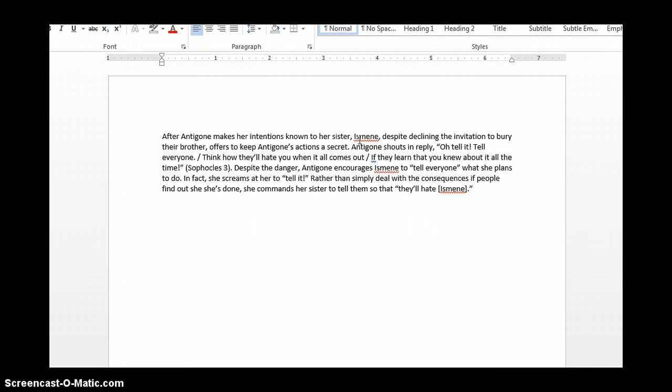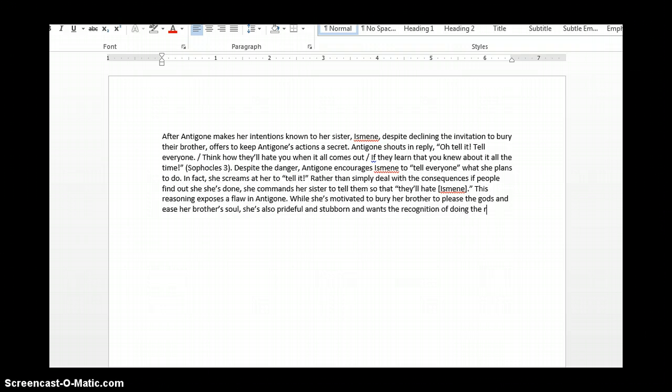And then I'm not really sure what I want to say next, but I want to make sure that it connects to my claim. That's what I always have to keep in mind. So I ask myself, what's my claim about? I'm trying to prove that she's ultimately prideful. While she is doing the right thing, really she's doing it in part because she's prideful. So I'm just going to come out and say it. This reasoning exposes a flaw in Antigone. And what is that flaw? While she's motivated to bury her brother to please the gods and ease her brother's soul, she's also prideful and stubborn and wants the recognition of doing the right thing.